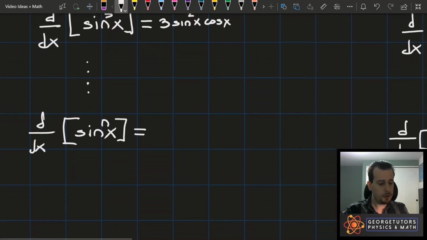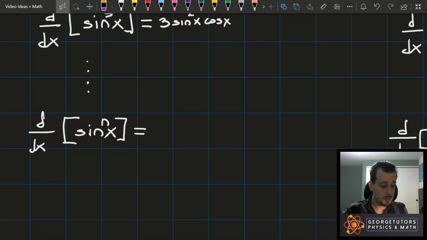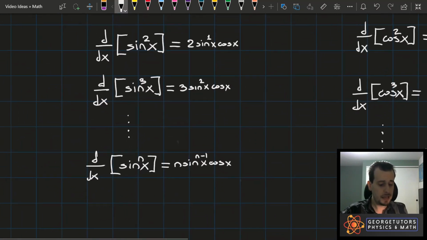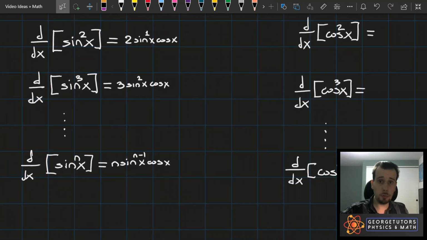Okay, so what if I do it for the nth power of sine? Same deal, the n will come to the front, you'll have over here sine to 1 lesser power, and then we have the derivative of sine, which is just going to be cosine. Do we see a pattern?